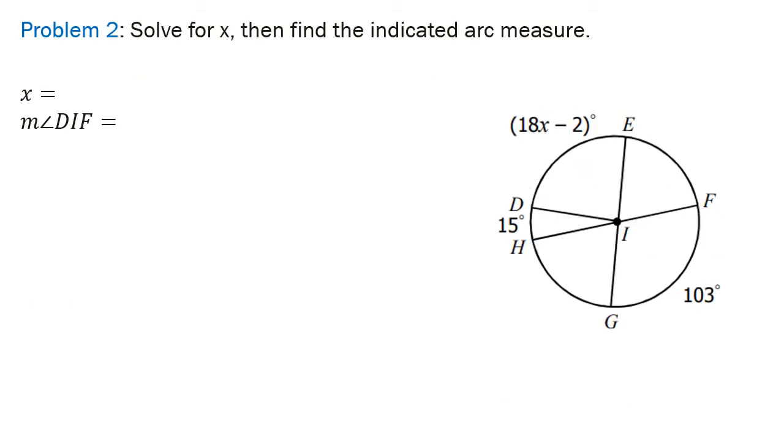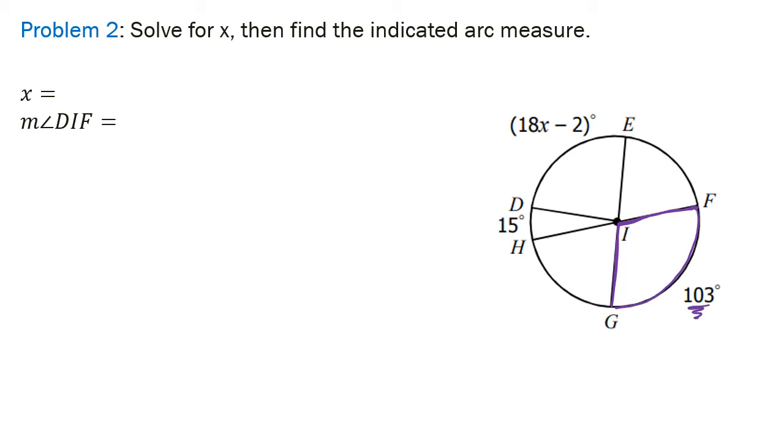Okay, our next problem is still dealing with the idea of arcs and central angles. The next one's asking us to solve for x and then find the central angle that they're looking for. There are quite a few ways to figure this out, and it's up to you how your brain recognizes it. The way that it jumps out at me is that I notice I have this 103 degrees for this arc.